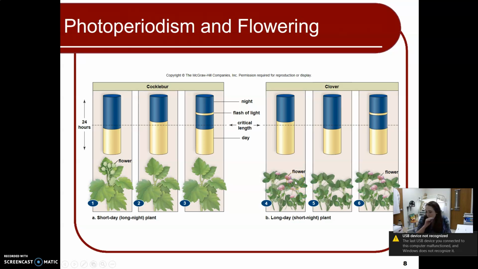With a long day, short night plant, they flower when the night is short and the day is longer than this critical length. If the night is too long and the day is too short, they will not flower. If you flash light in a lab setting in the middle of the night, they will still flower because they have a short night, they think it's daylight, and then another short night. So it's really depending on the amount of darkness.